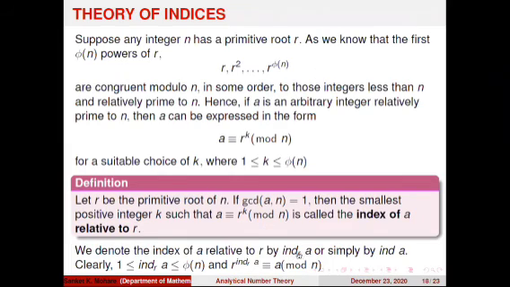Whenever you see this notation, index of a relative to r, this means what? GCD of a comma n is equal to 1. This notation is meaningless unless GCD of a comma n is equal to 1.